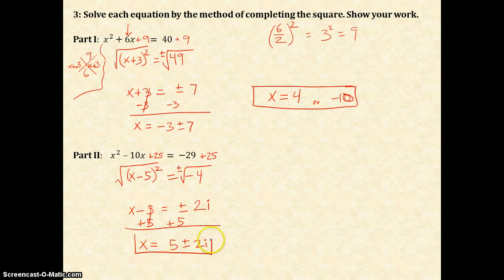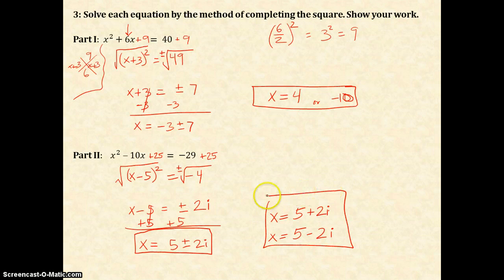And that, you can leave like that, because what is 5 plus 2i? It's just 5 plus 2i. You might see the answer written like this sometimes. And what's 5 minus 2i? Well, it's just 5 minus 2i. So this is just kind of a more compact way to write the same information.